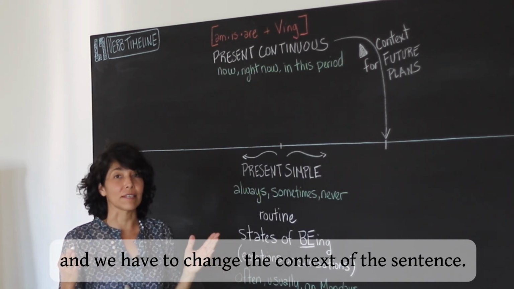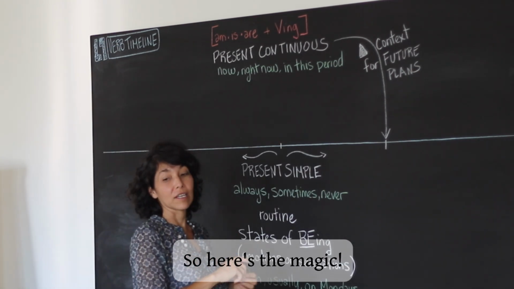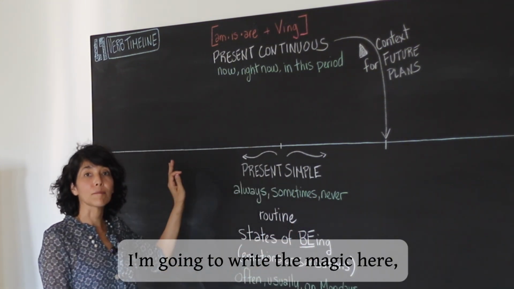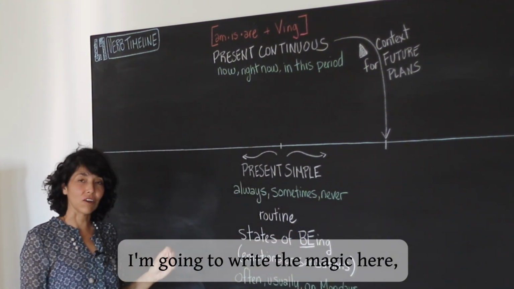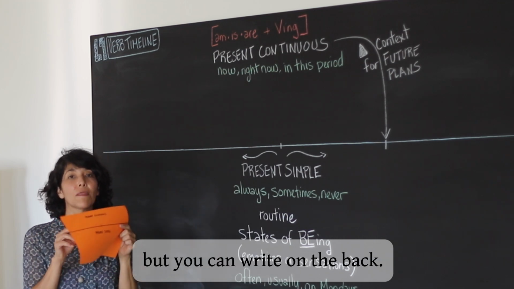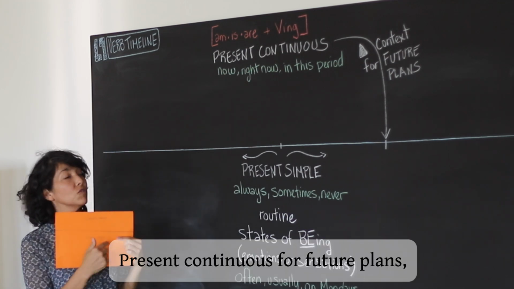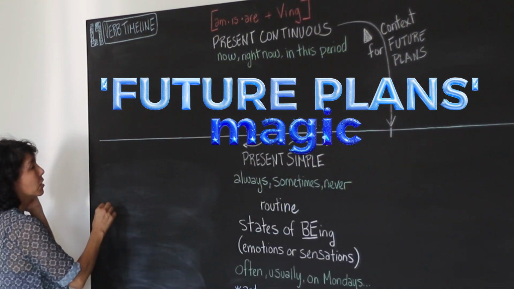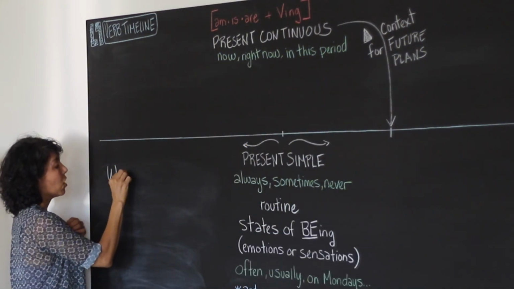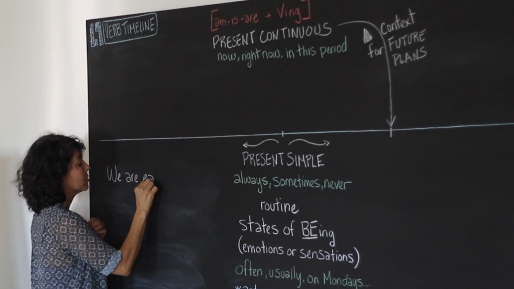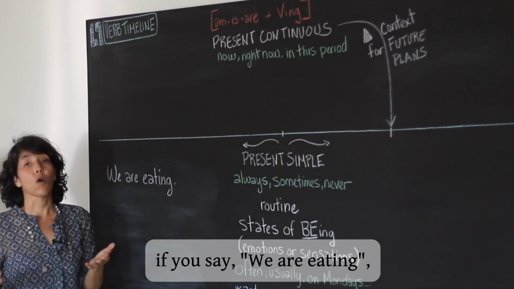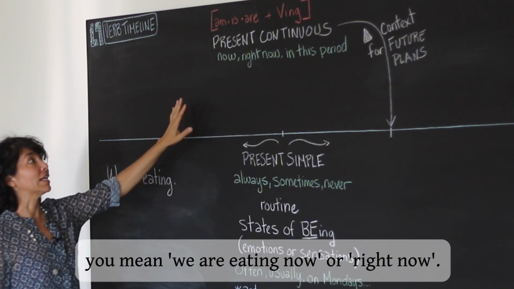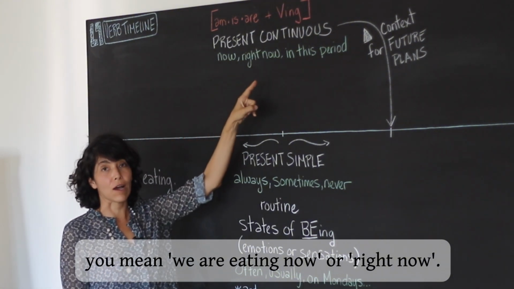context of the sentence. So here's the magic. Don't write this on your verb timeline. I'm going to write the magic here, but you can write on the back present continuous for future plans, and here we go, here's the magic. We are eating. If you say we are eating, you mean we are eating now or right now.